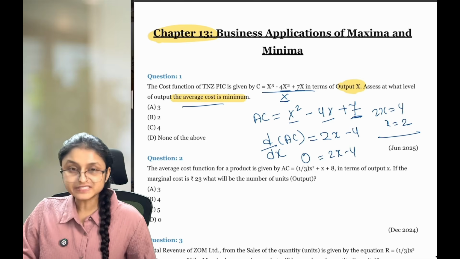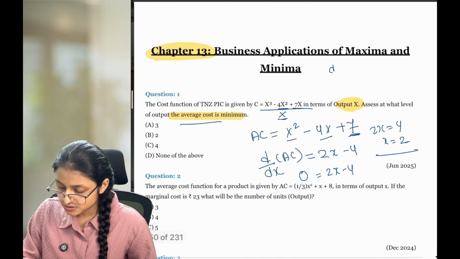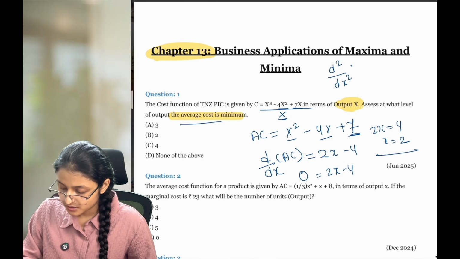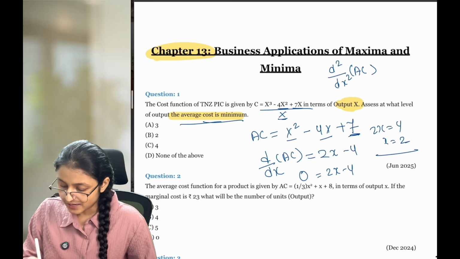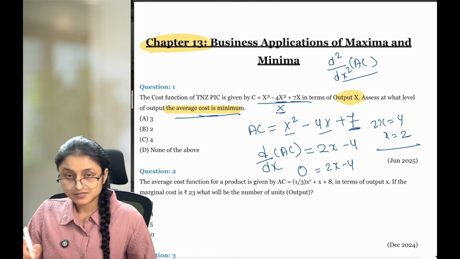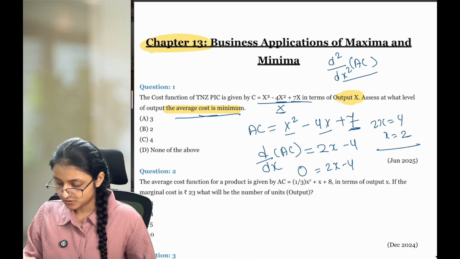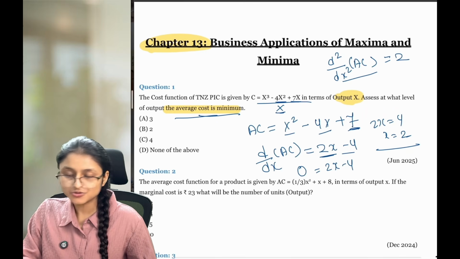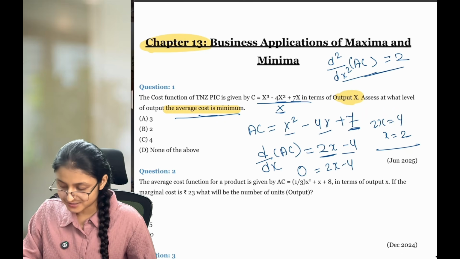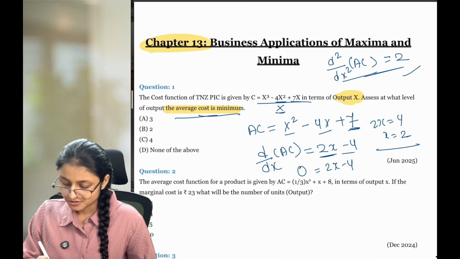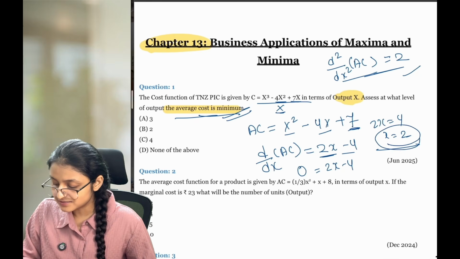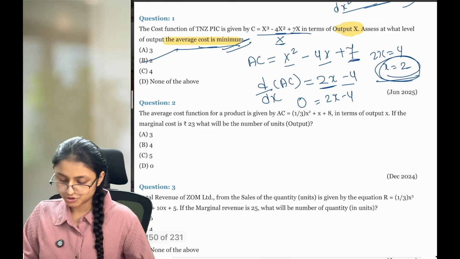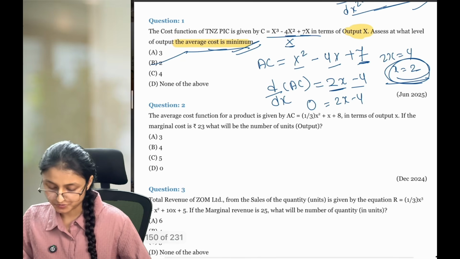Now apply your second order derivative condition, which is d square y by dx square of average cost. If you want the average cost to be minimum, your second order derivative should be more than 0. So if I take the second order derivative of 2x minus 4, I am getting 2 only. Hence this is more than 0, and you reached your minimum situation at x is equal to 2. So output should be 2 if you want your average cost to be minimum.